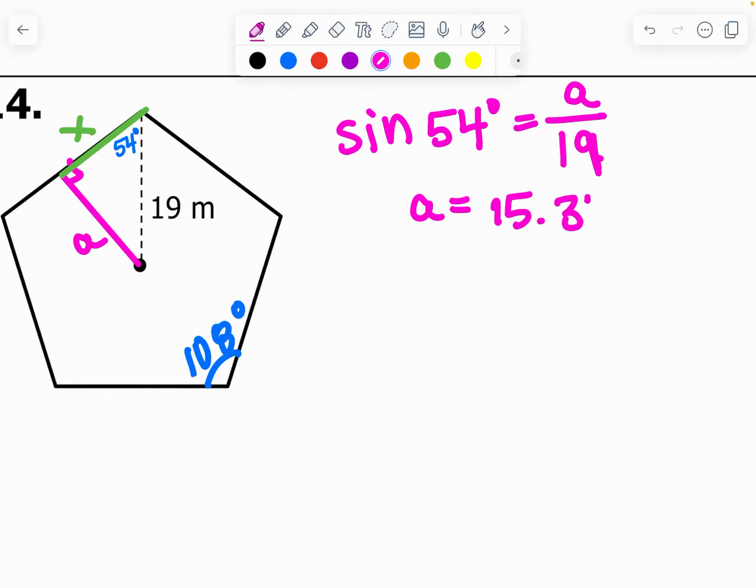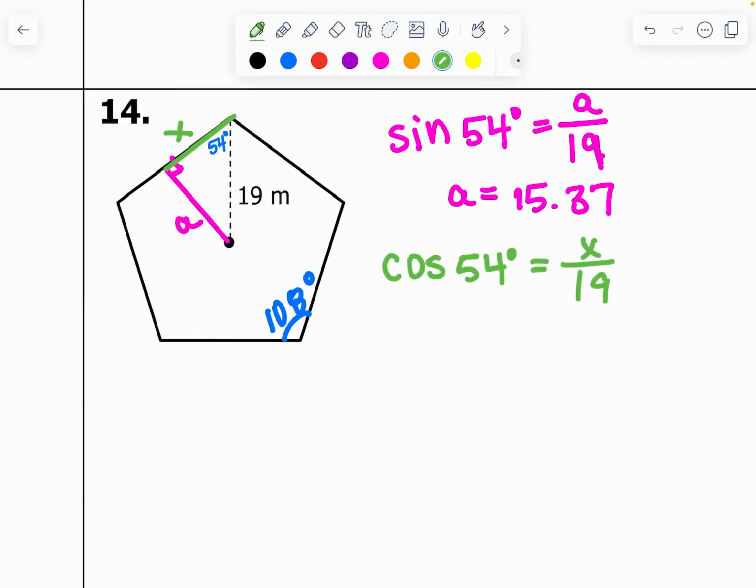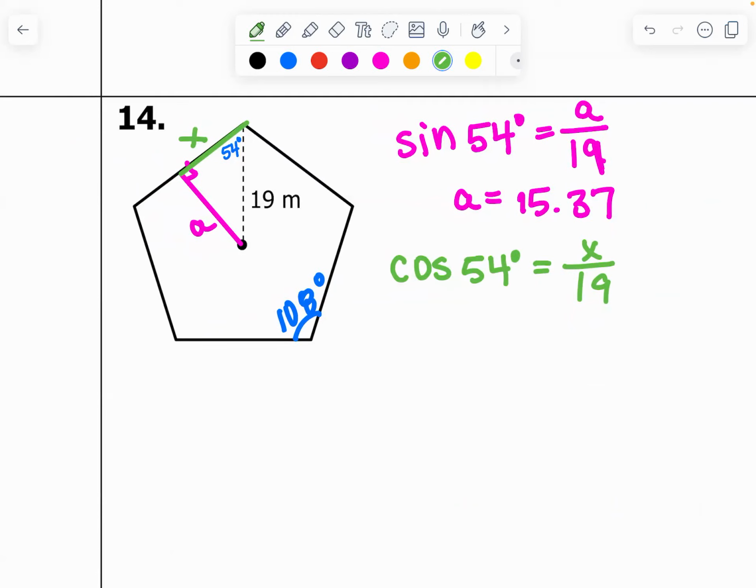I hear a 15.37. Okay, so now in order to find the perimeter, we need X. For X, X is the adjacent side. So we're going to use the cosine of 54 equals X over 19. Ben, what's X? 11.17, 2 decimal places because it's not the final answer.